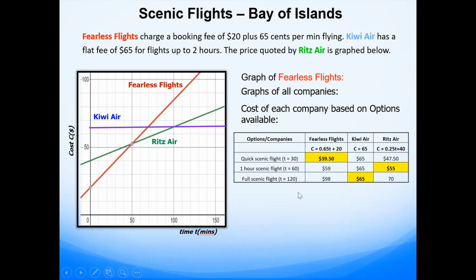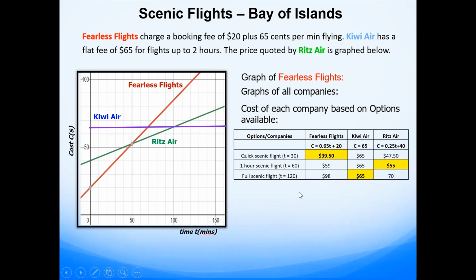So I'll do the first one here. For example, if I'm looking at Fearless Flight, and if I'm looking at just having a quick scenic flight when the time is 30 minutes, the cost given by Fearless Flight, using the equation that we have derived, is 0.65 times the time, in this case 30 minutes, plus 20, which gives you $39.50. So that's the cost there, and we repeat the process.